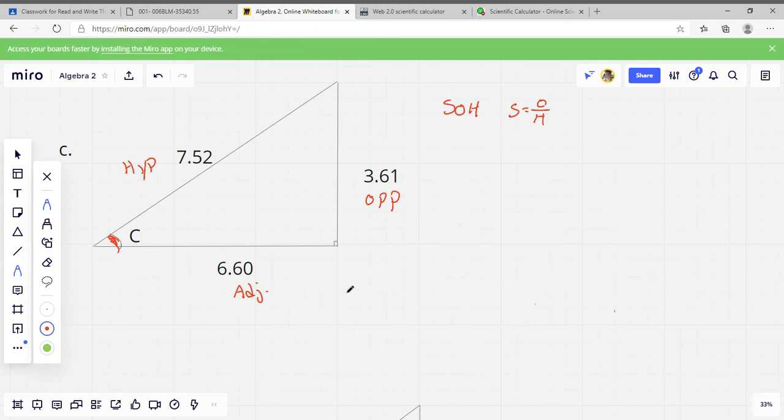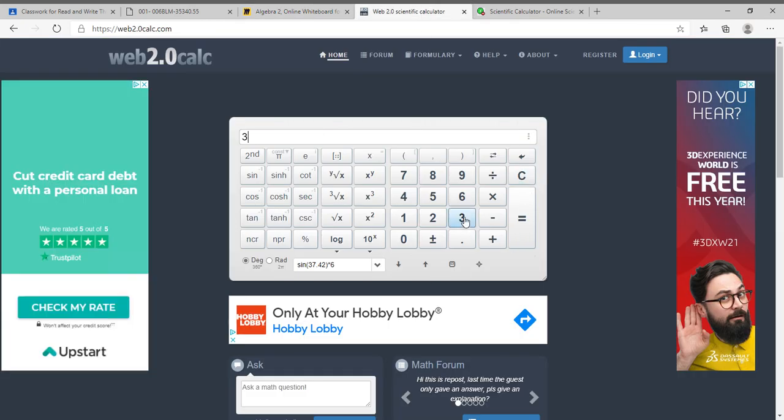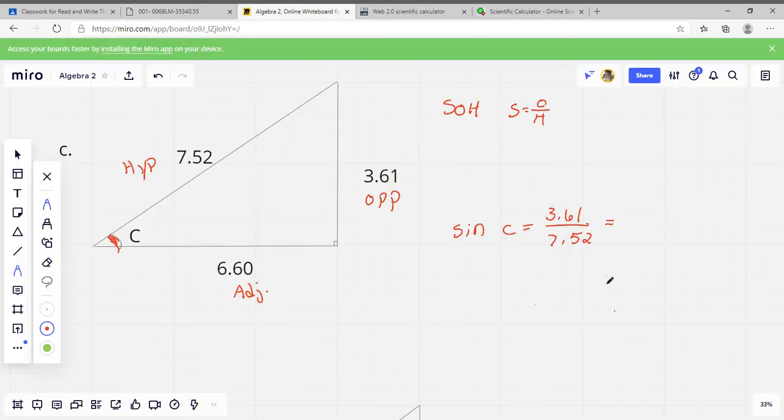So the sine of C equals the opposite, which is 3.61, over the hypotenuse, which is 7.52. And I just have to calculate those on my calculator. 3.61 divided by 7.52, and I'm going to get 0.48 as the answer. So that one is 0.48.